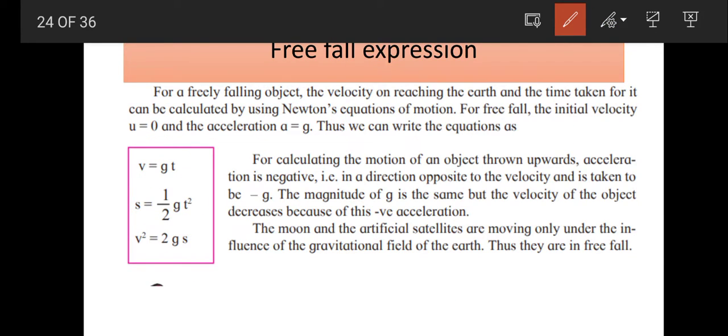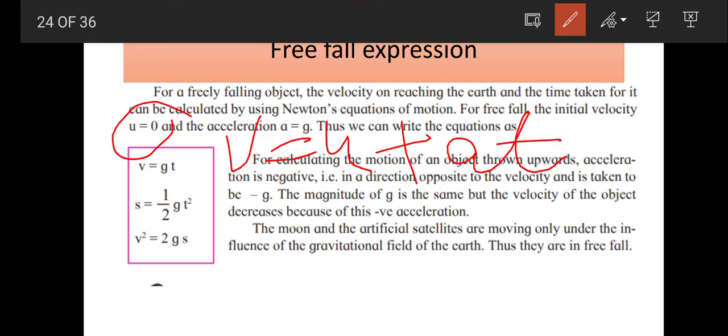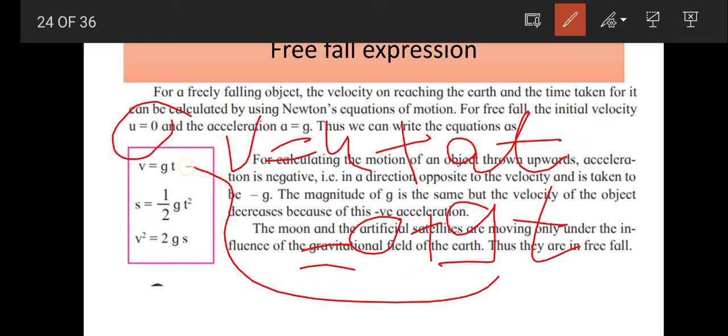How? Because v is equal to u plus at, a is nothing but g, and our u is 0, so v is equal to 0 plus gt, that means your answer will be gt. Same way the next two equations are derived. s is equal to ut plus half at square. ut becomes 0 automatically as u is 0. Half gt square, as we wrote the value of a as g, so 1/2 gt square.